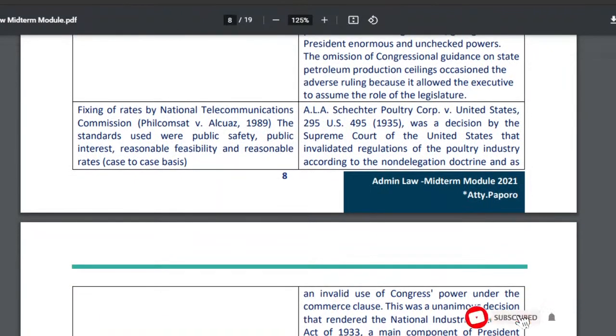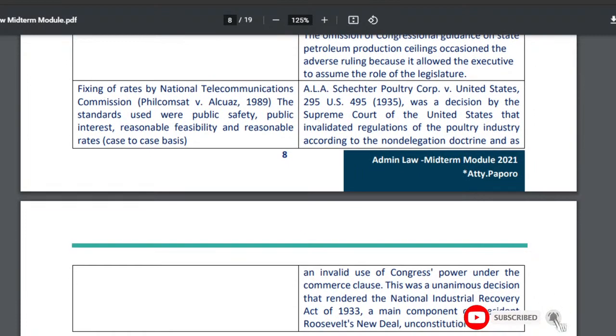Then in ALA Schechter Poultry Corporation versus United States. This was a decision by the Supreme Court of the US that invalidated regulations of the poultry industry, according to the non-delegation doctrine. And it was found to be invalid.